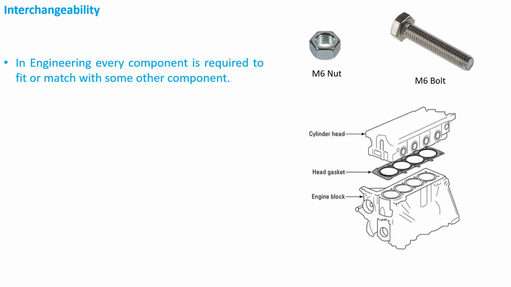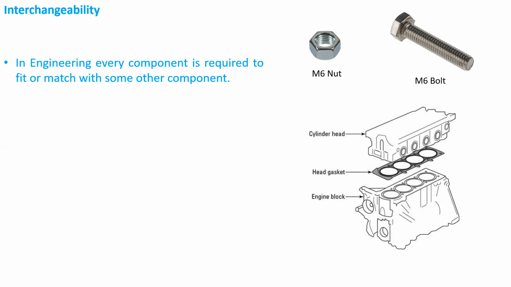Similarly, if we take the example of a cylinder head and engine block, the cylinder head is required to fit the engine block and perform the intended function. The assembly should perform the intended function smoothly without any excessive noise or leakage. So how do we ensure that M6 nut will perfectly match a M6 bolt?